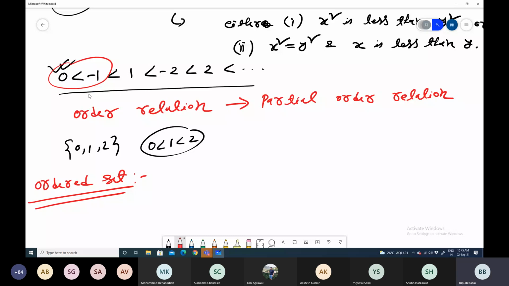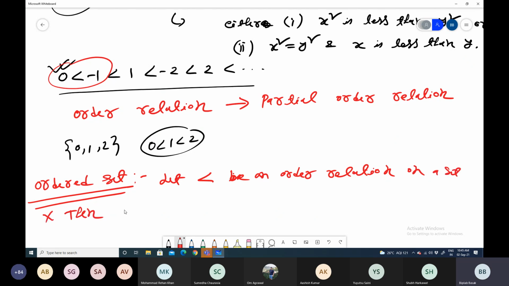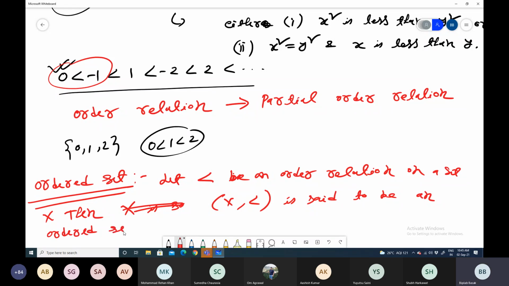Okay, so what is an ordered set? Let this be an order relation on a set X. Then X with this pair is said to be an ordered set.